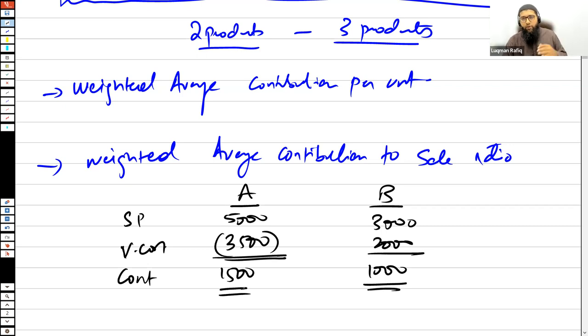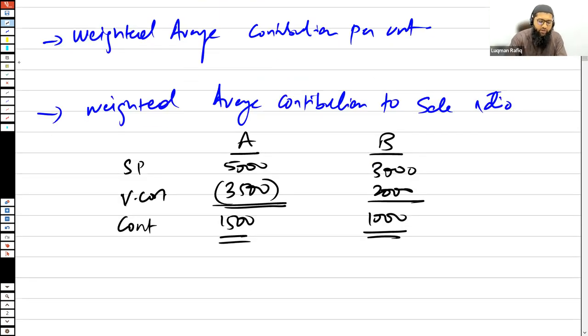So you've got a product with a contribution of 1,500, and a product with a contribution of 1,000. And we are told the number of units in demand: for product A, there is a demand for 1,200 units. For product B, there is a demand of 2,000 units.